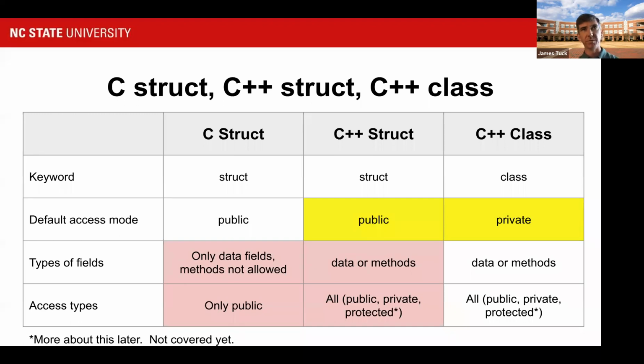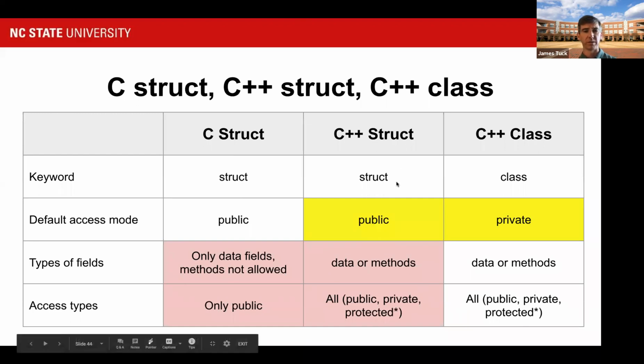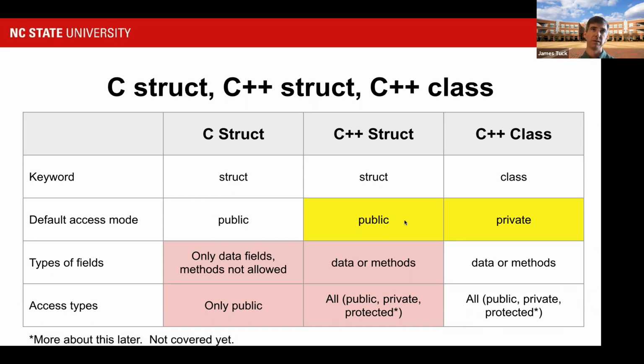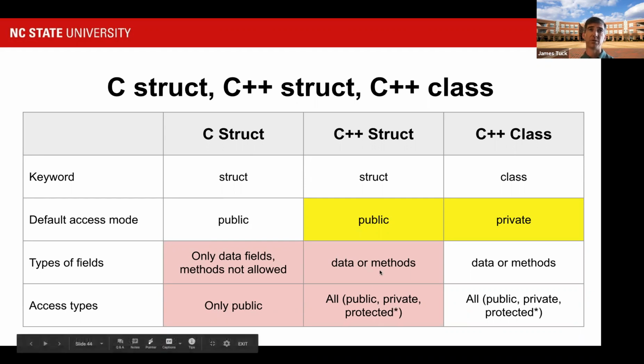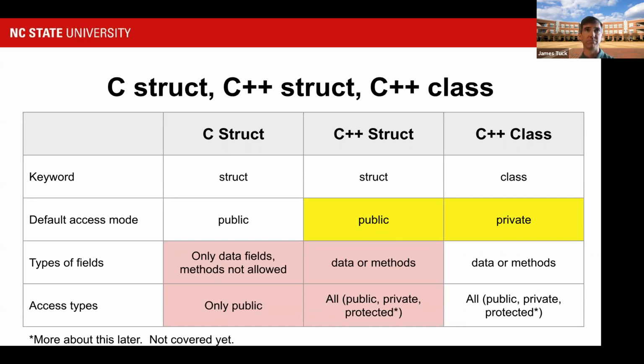But now when we move to C++, in a C++ program, if we have a struct, it's actually more sophisticated. A C++ struct also begins with the struct keyword. By default, the members of a struct are public unless you specify otherwise. Inside of a C++ struct, you can have data or methods, just like a class. And you can also label any of the members of a struct as public or private. There's also another access modifier called protected, but we haven't talked about that yet. We'll get to it later. So inside a struct, you can have any of those.